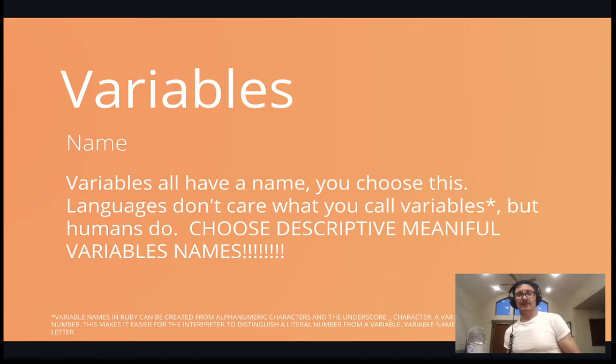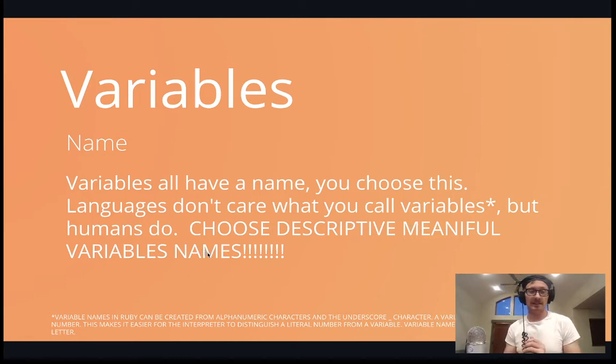Okay, so let's go look at variables. So variables have a name. Now, you choose this as the programmer. Languages don't care what you call variables. I mean, there's a little asterisk here. Languages do have naming rules that you have to follow, but generally, you really can call them whatever you want. And the computer doesn't care. But the humans do. So the takeaway from here is choose descriptive, meaningful variable names.